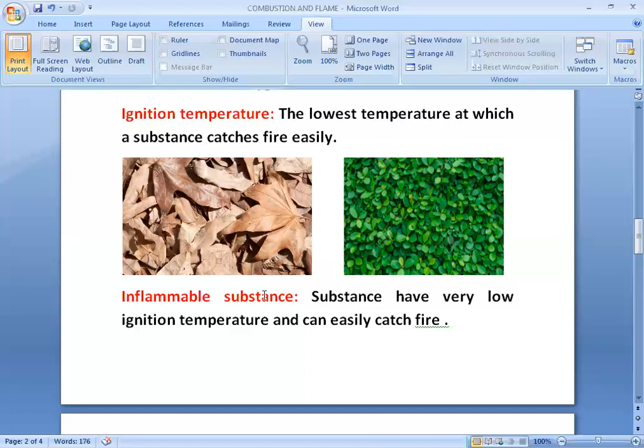Now some substances are such that they catch fire immediately, they catch fire very easily. So those substances are highly inflammable, highly inflammable. Alcohol, sanitizers, they contain alcohol. Okay, and petrol, perfumes, they are highly inflammable. Why? Because they have very low ignition temperature, they catch fire easily. And substances that catch fire easily have a low ignition temperature.